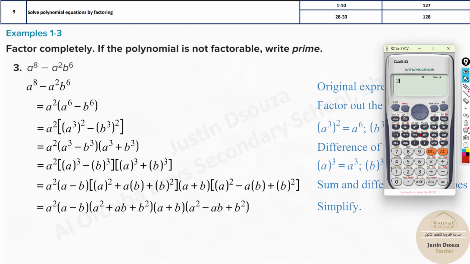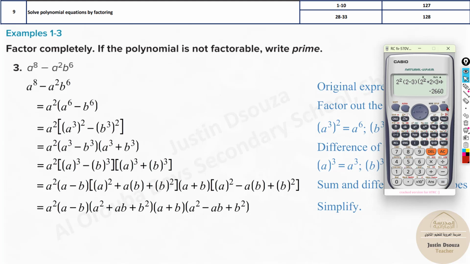Let's do it. 2 squared multiplied with, that's 2 minus 3, multiplied again with 2 squared, sorry, plus 2 times 3 plus 3 squared, close the bracket, again bracket, 2 plus 3, close the bracket, and now lastly we have 2 squared minus 2 times 3 plus 3 squared.